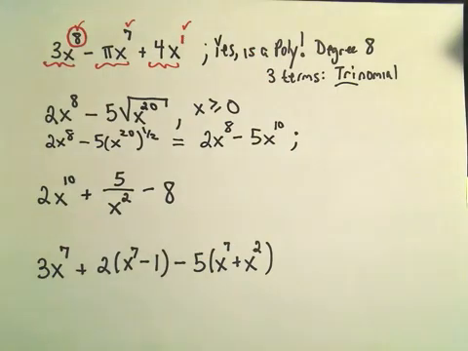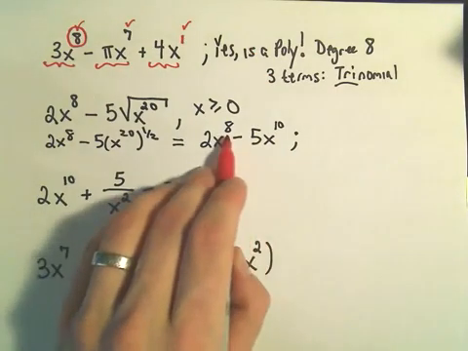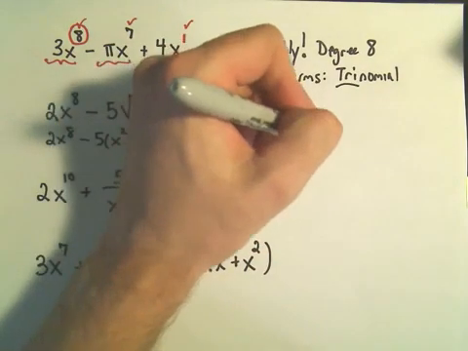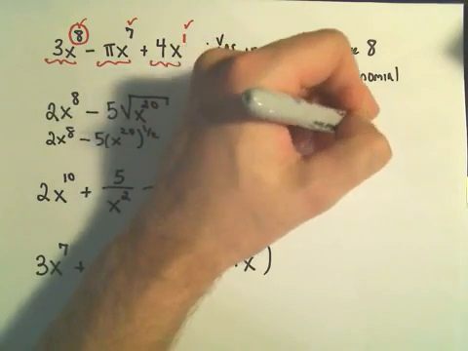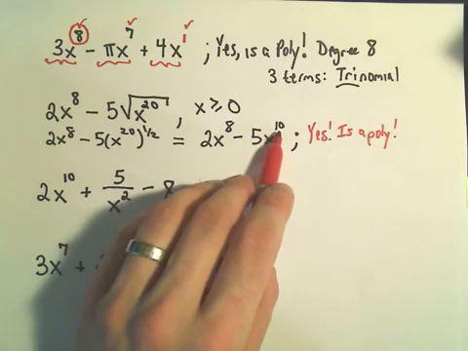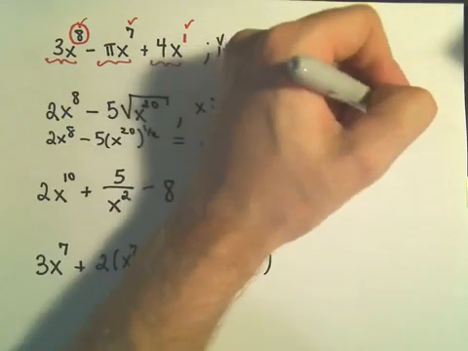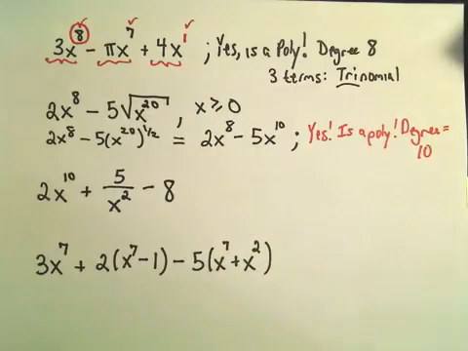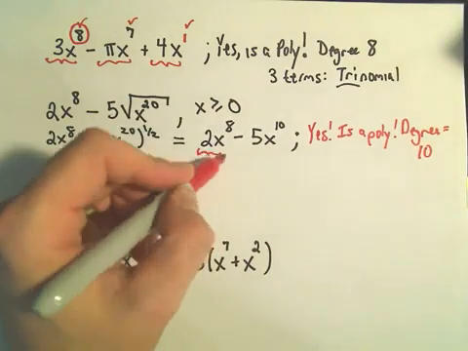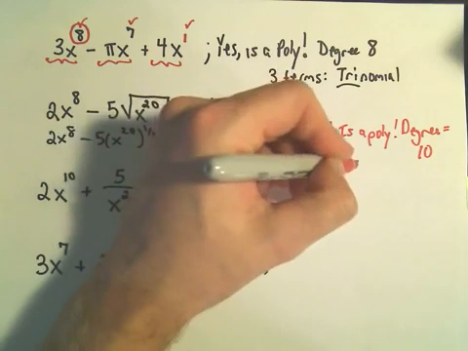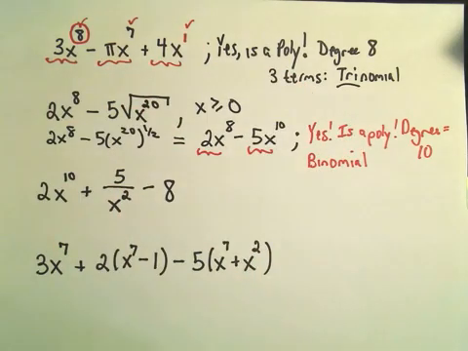But again, based on what we said before, I look at my x's. Hey, those both have positive integers as exponents. So we would say, yes, this is a polynomial. The degree is, again, the largest positive whole number that we see. So in this case, we would say this has a degree of 10. And notice there's 1, 2 terms. If there's 2 terms, we call this a binomial, kind of like a bicycle, hey, 2 wheels.